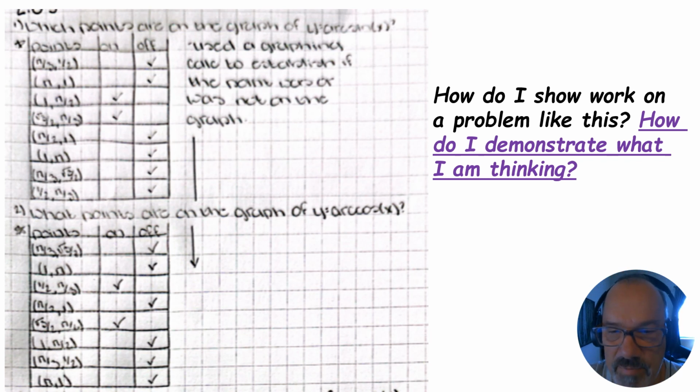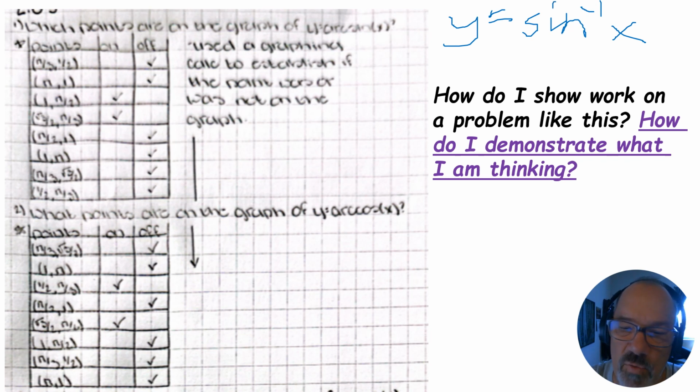On this problem, you are asked which of these points are on the graph of the inverse function of sine x, the arcsine of x. So we want to graph y equals the inverse sine of x, and we want to figure out which of these points are on that graph. Now, these answers are correct, but they could have just copied this.